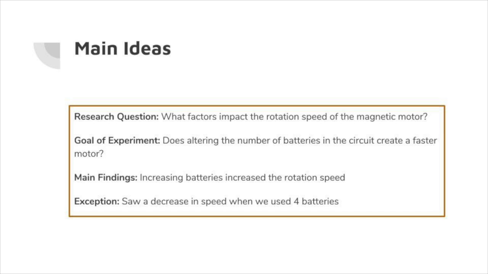Our main finding was that increasing the number of batteries increased the rotation speed. We tested 1, 2, 3, and 4 battery circuits. However, we did have an exception to our trend. We saw that the 4-battery circuit had a lower rotation speed than we were expecting.